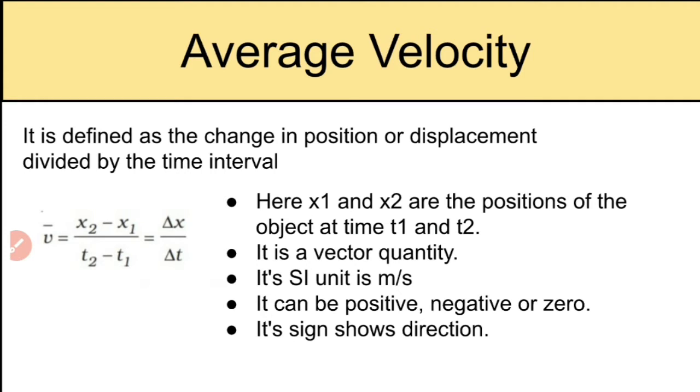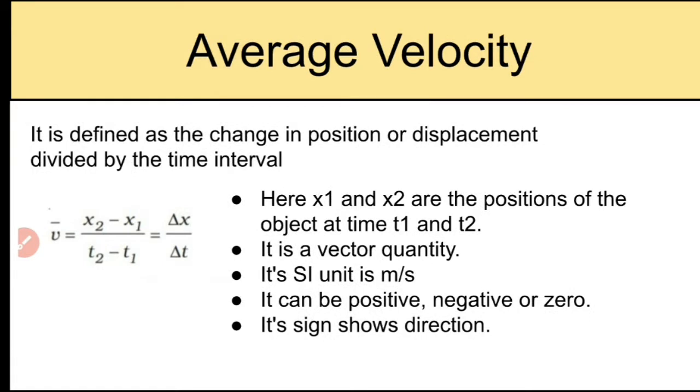Average velocity is defined as the change in position or displacement divided by the time interval. In ninth standard, you might have studied about velocity, simply the term velocity. Here you are studying two terms, average velocity and instantaneous velocity. So average velocity is the change in position or displacement divided by the time interval.